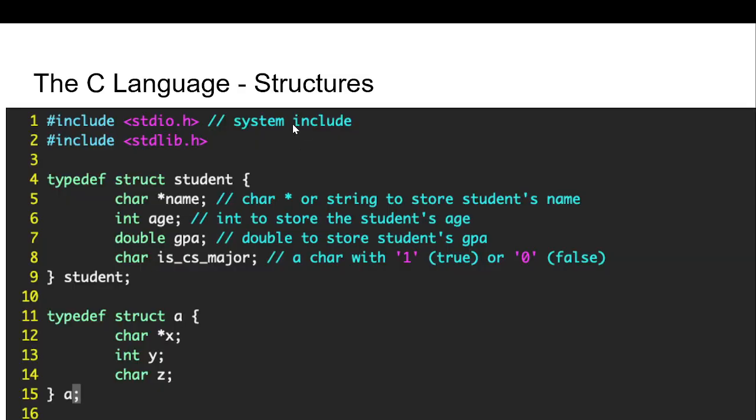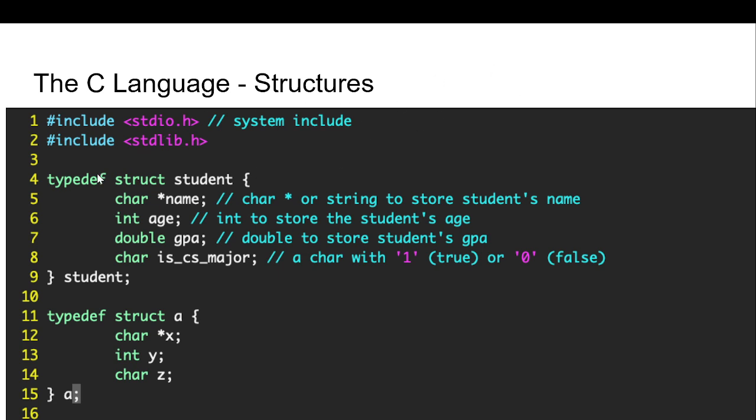Structures. In C we have, or in Python, you have classes, and you can think of a structure as pretty much a class. They're very similar. They just group different data types together, and it just makes it easier to reference things.